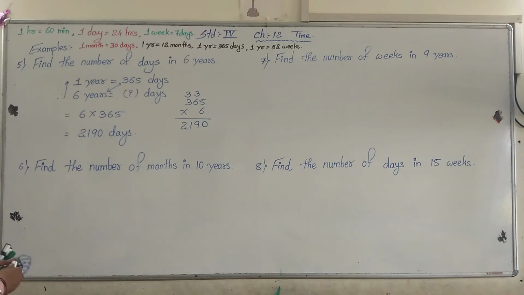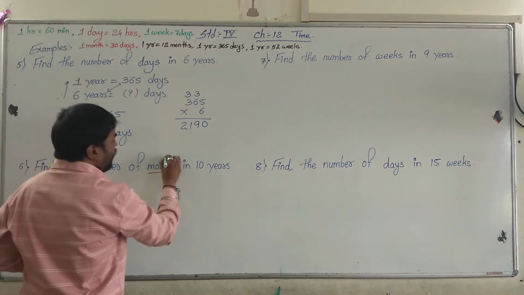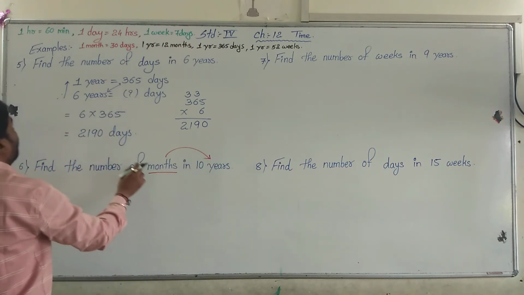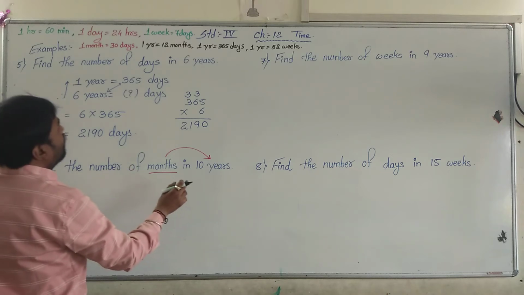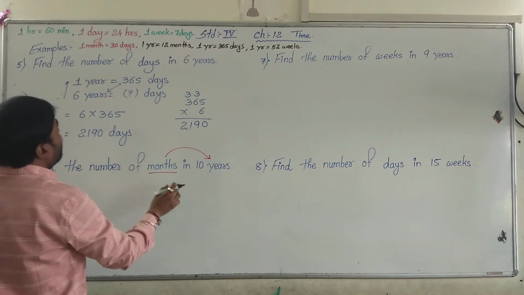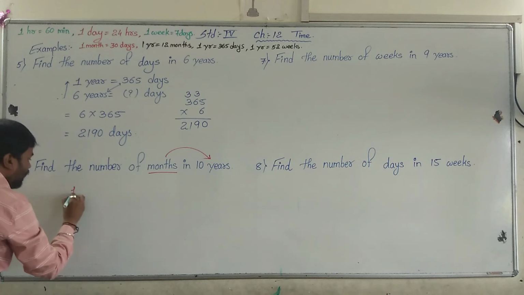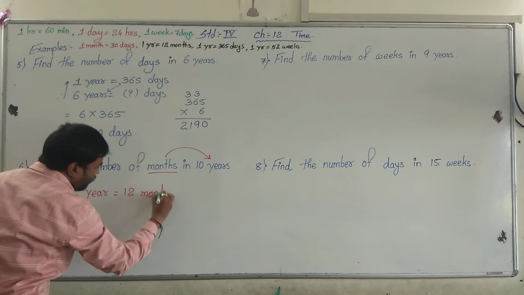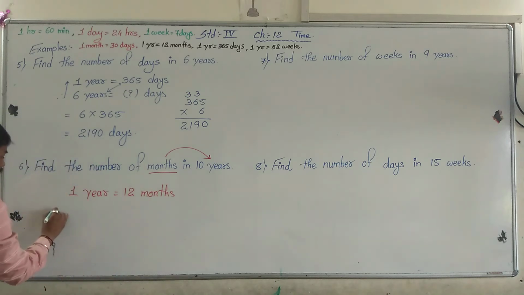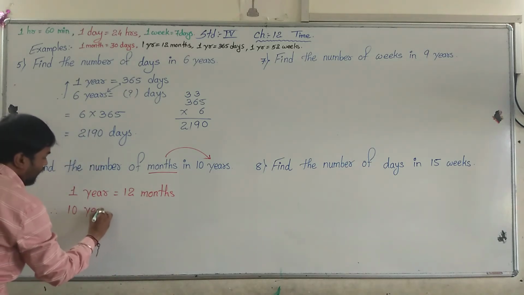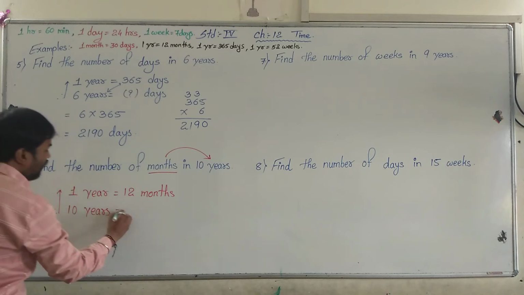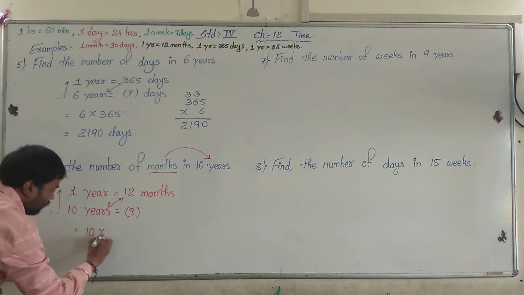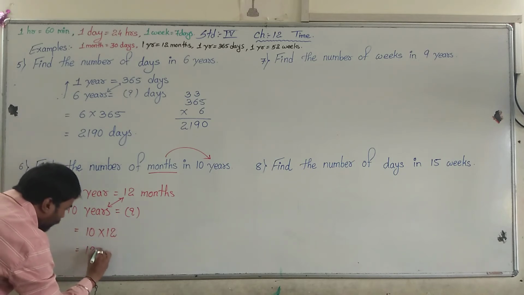Right? Next, find the number of months in 10 years. So we are dealing with months and year. Is there any conversion for months and year? Yes. So 1 year is equal to 12 months, because how many months come in one year? 12 months. So how many years do we have to take? 10 years. See, years have increased. So how will we find the months? So that will be 10 multiplied by 12. That is 120.